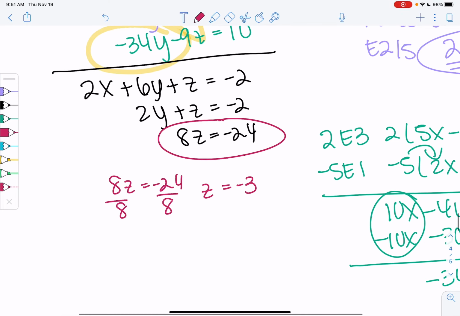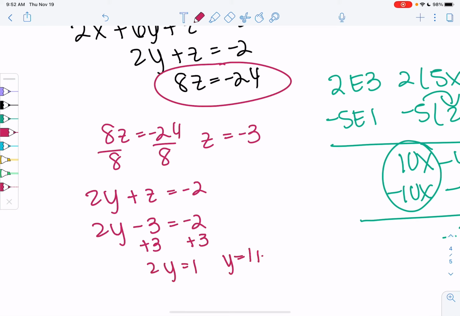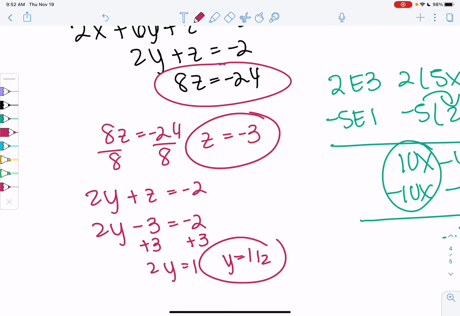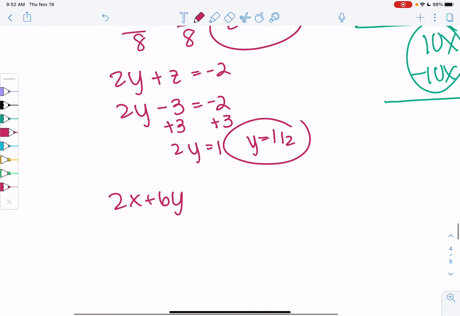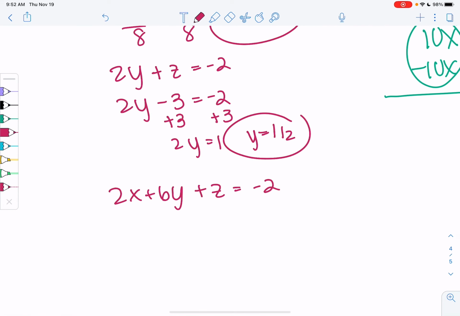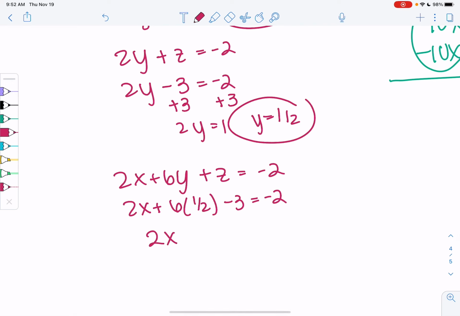And then we just back sub to find y and x. So 2y plus z equals -2. So 2y minus 3 equals -2. We get plus 3 plus 3. 2y is 1, so y would be 1/2. All right, and finally, 2x plus 6y plus z is -2. So 2x plus 6 times 1/2 minus 3 equals -2. So we get 2x plus 3 minus 3 is -2. So 2x is -2, or x is -1.